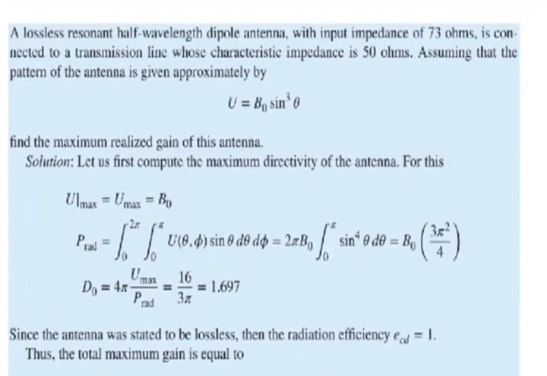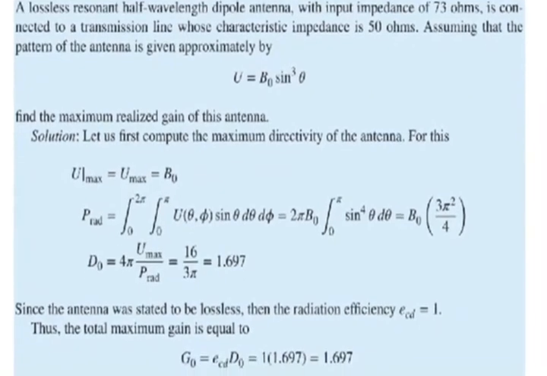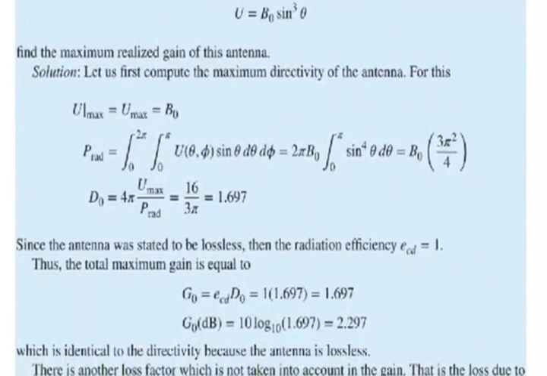Now in the previous example, the efficiency of the antenna was given, so finding the gain was a straightforward task, because gain of an antenna is defined as the product of efficiency and directivity. But in this case, efficiency of the antenna is nowhere mentioned. We need to compute the efficiency first and then go for computing the gain. So the process of finding efficiency is very important here.